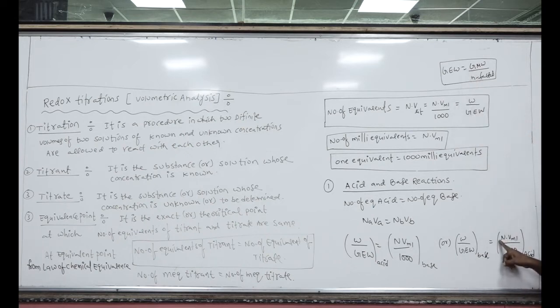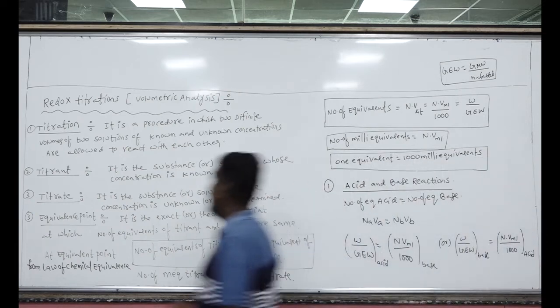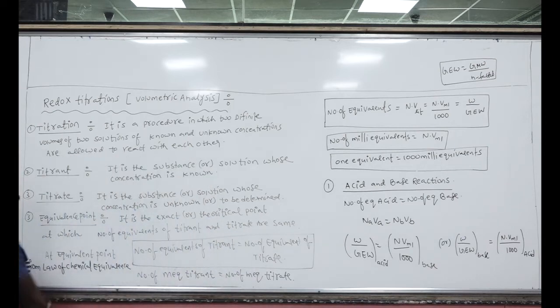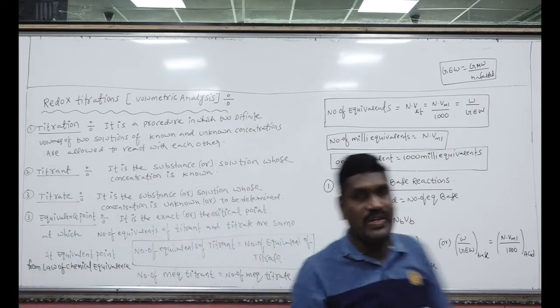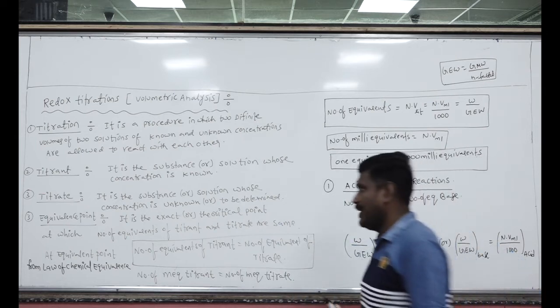Now, normality and volume corresponding to acid will be given to you. Normality of acid and volume given to you. So this is redox titrations. It is also known as volumetric titrations. Titration is a procedure in which two definite volumes of known and unknown concentration of two solutions are allowed to react with each other. Okay.